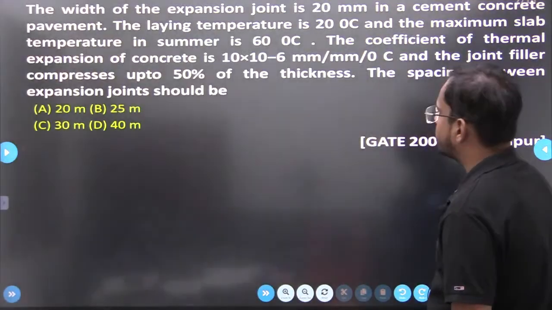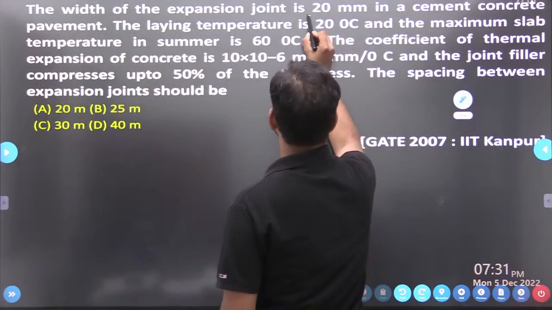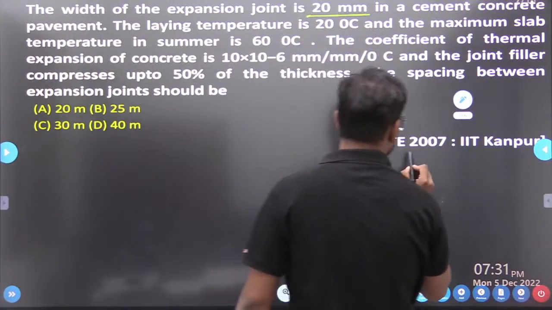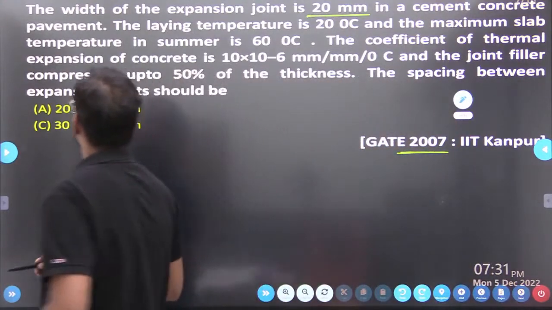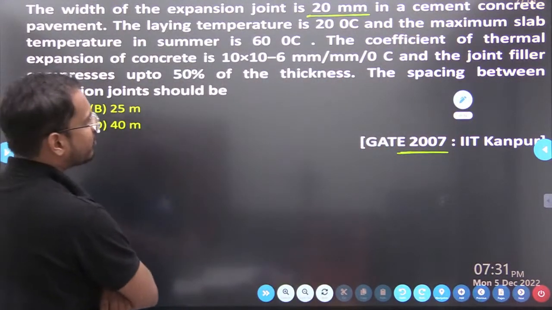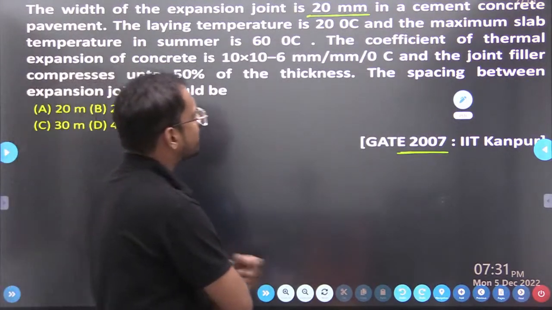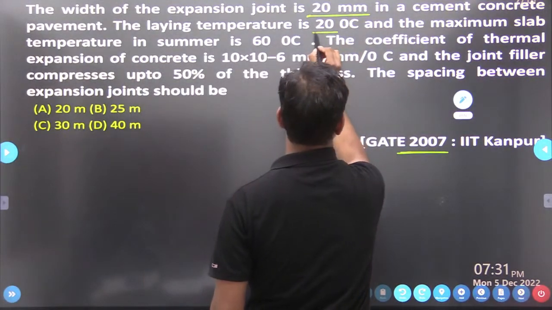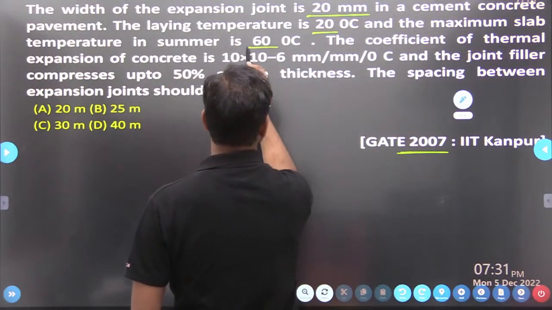The next problem is: the width of the expansion joint is 20 centimeter. Very good question, and it was asked in GATE 2007, IIT Kanpur. The question is: the width of the expansion joint is 20 centimeter in cement concrete pavement. The laying temperature is 20 degree Celsius, and the maximum slab temperature in summer is 60 degrees Celsius.